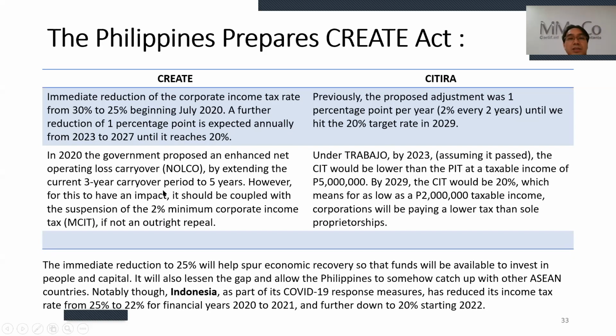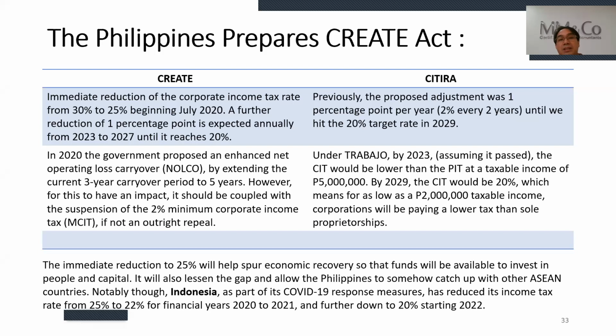Ang kagandahan lang, dito sa create, from 3 years, magiging 5 years yung again, hindi pa to talaga na ipapasa ha, but these are the amendments na gagawin na hopefully maka-encourage sa mga investors locally and coming from abroad. Kasi especially yung mga pesa, nadi-discourage na yung mga pesa. Pero ang kagandahan, mamaya makikita nyo sa susunod na slide. Pero dito muna, meron kang 3 years na carry over sa NOLCO, magiging 5 years daw. However, for this, to have an impact, it should be coupled with a suspension of 2% minimum corporate income tax, if not an outright repeal. So anyway, so paano nga namang gagana yan on the 4th year after your start of commercial operation, magto 2% ka.